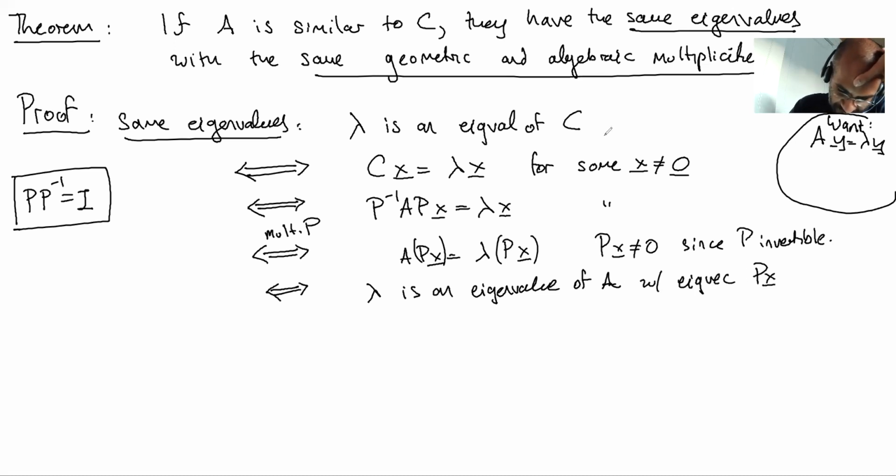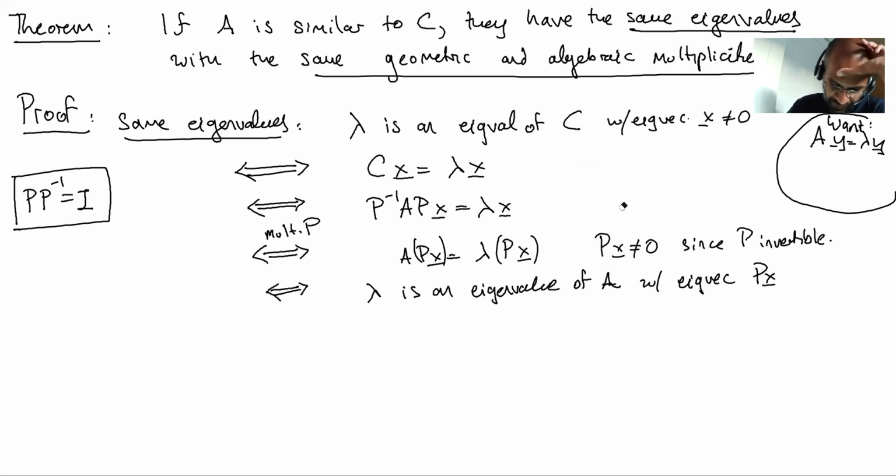So maybe let's make this better. Lambda is an eigenvalue of C with eigenvector x, if and only if, these equations are true, right? So this is a nice little calculation. It tells me that the eigenvalues are preserved and the eigenvectors are not preserved, but they just get multiplied by P.